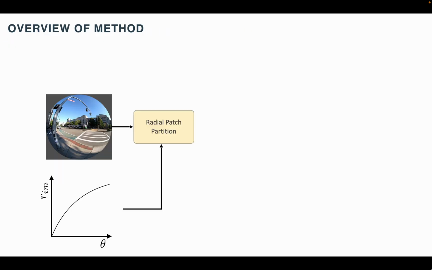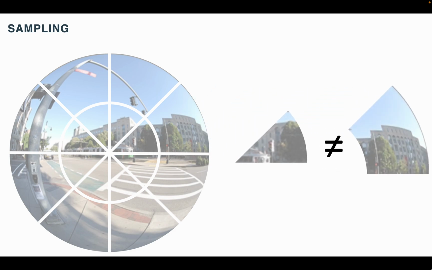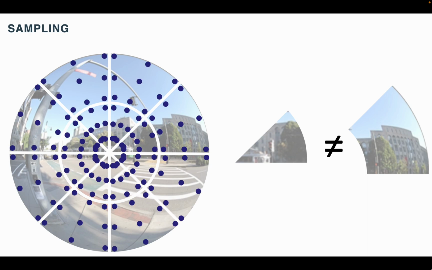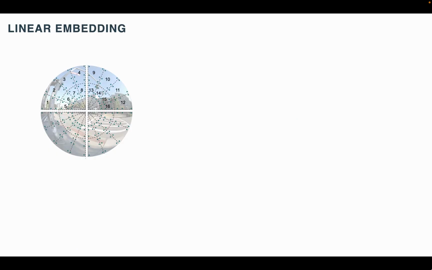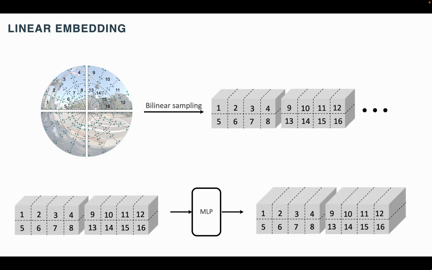Now that we have our polar patches, we use a sampling layer to embed these patches. Due to the polar partition, the number of pixels in each patch is different. Hence, we use sampling where we sample the same number of points from each patch to make the embedding similar. In this example, we show 9 sample points per patch, and we sample accordingly to keep the orientation of the patch intact. We use bilinear sampling to define the patches into polar format, and we use this polar format to linearly embed these patches using an MLP.